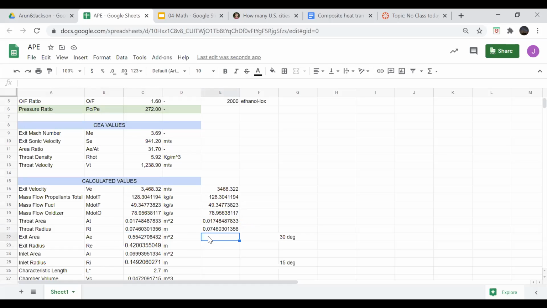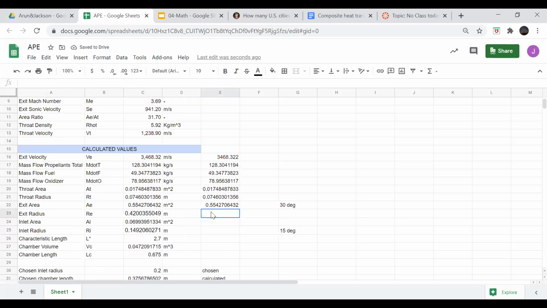And then exit area, take this guy, or oops, throat area, and times it by the area ratio. Multiply it times the area ratio, and then you can solve for the radius. And then inlet area, 4 times throat gives you that, and then again area formula to get radius.